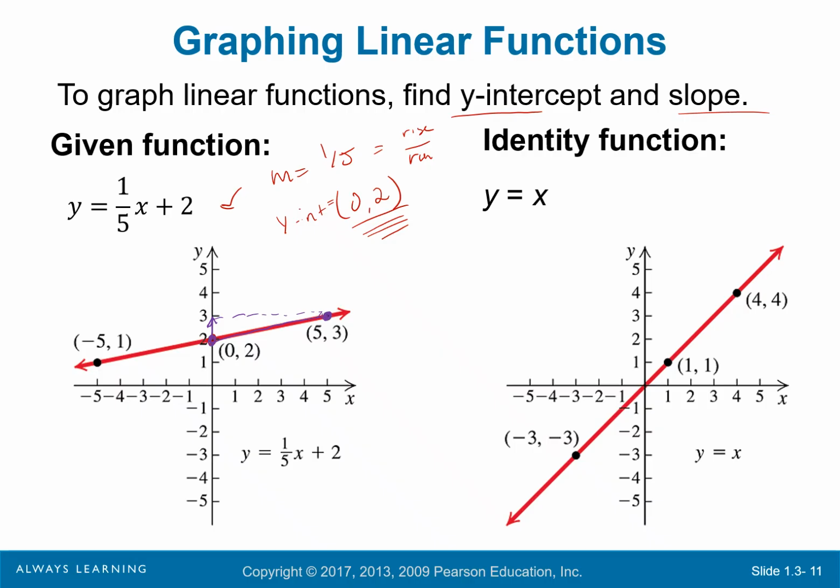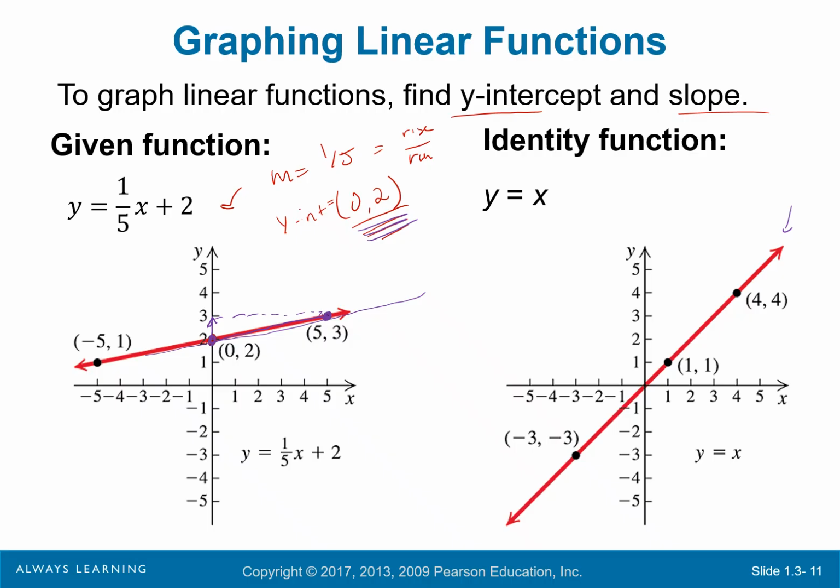If I had a ruler, I could extend it as far as I wanted and keep going. But essentially, you plot your y-intercept, and then you use the rise over run to know you rise 1 and run 5. Now we have a particular kind of function that's called the identity function. That's where my y value always equals my x value. And it always looks just like this function here.